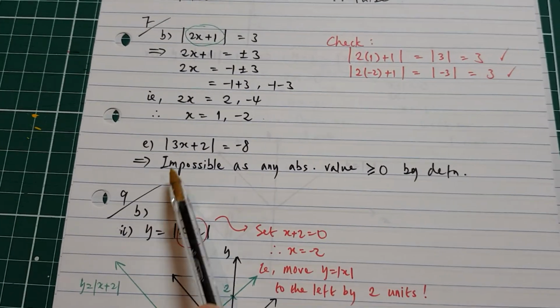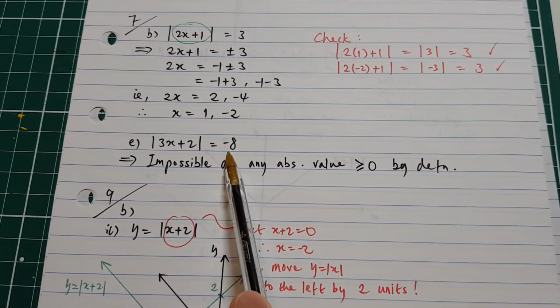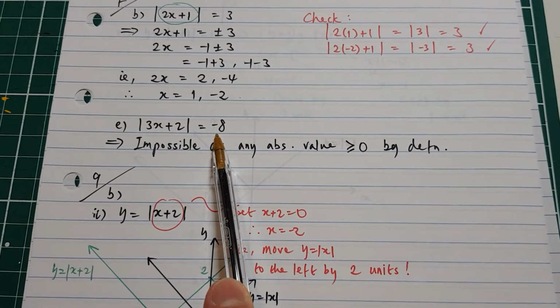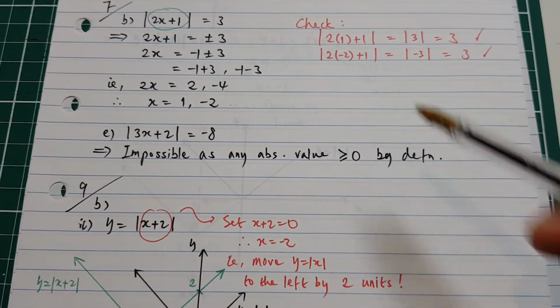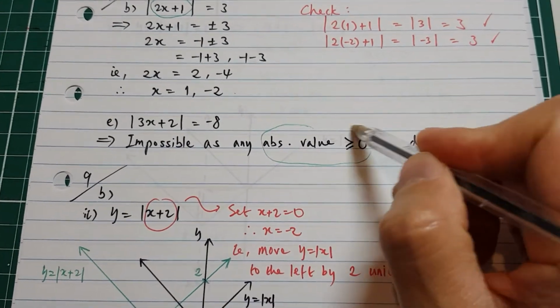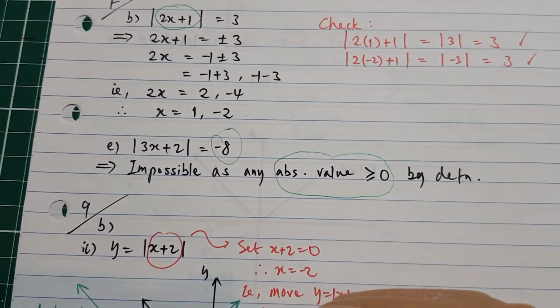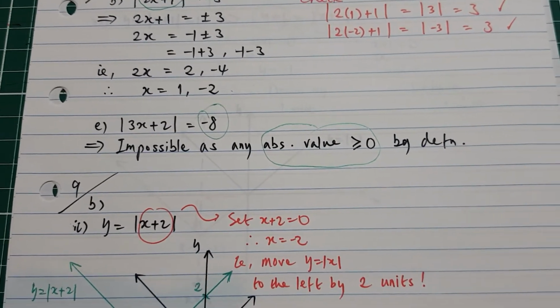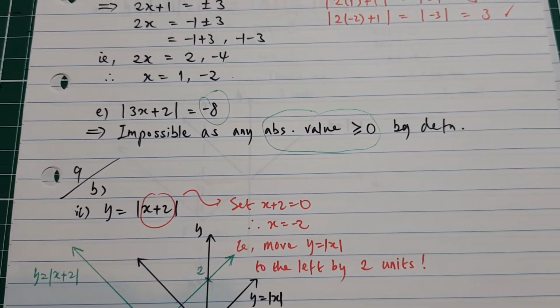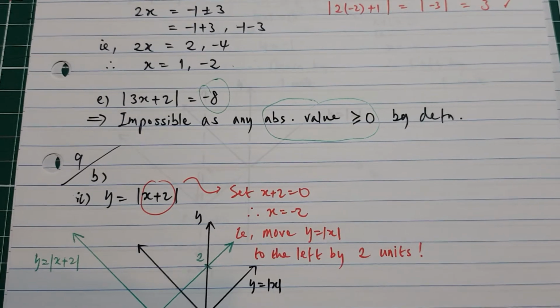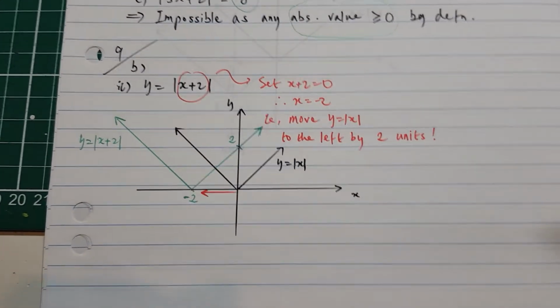Part E, now this absolute value is equal to -8. Now, you don't even have to go any further because we know by definition that the absolute value has to be always greater than or equal to 0. But that is less than 0. Hence, we know that without even further solving this, there is no solution to satisfy this.